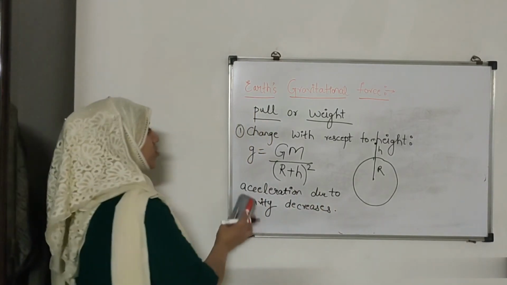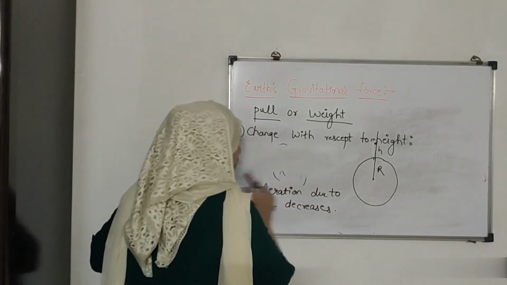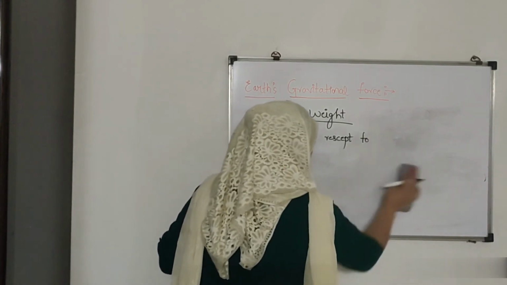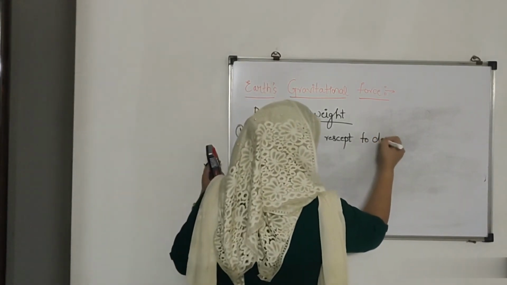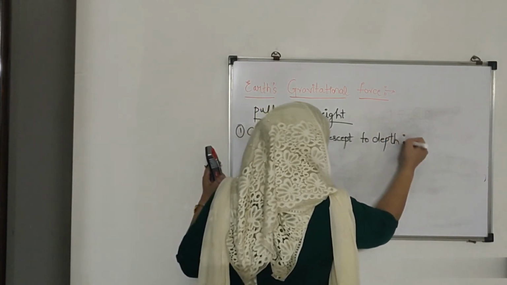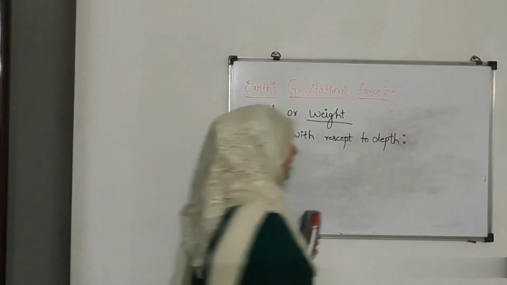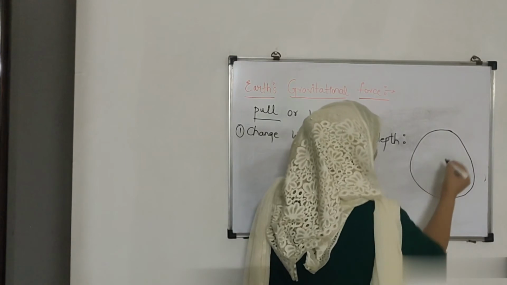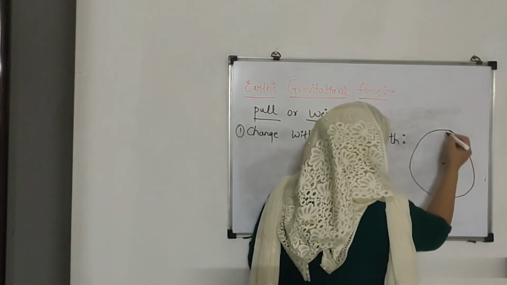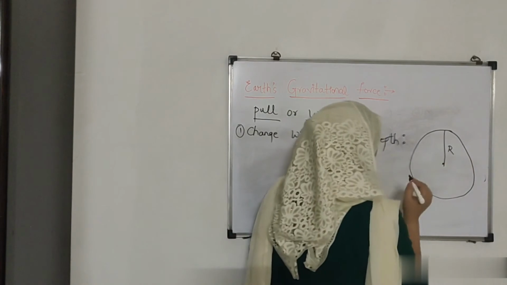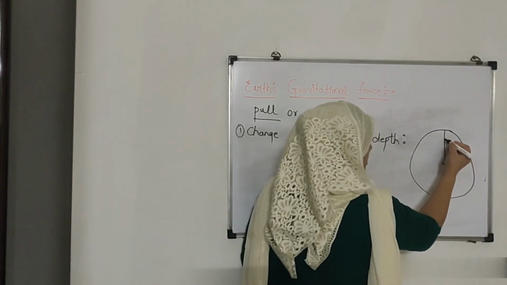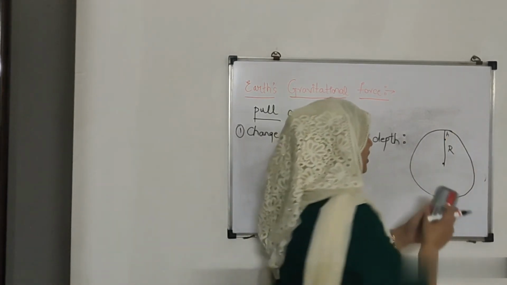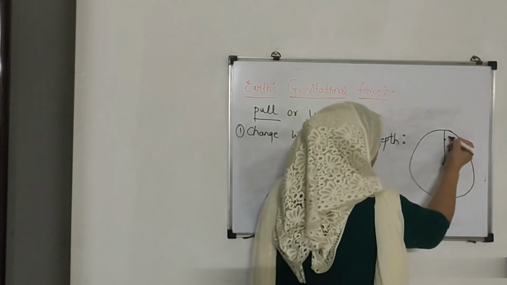Fine. So next we are going to see the change with respect to depth, and the most important thing, how it's going to change. Depth means what? I am keeping my body inside the earth. So now let me take, this is my earth. It's a uniform solid sphere, and this is my center. So the radius is r. Now I'm considering my body to be somewhere here, and I'm considering d to be my depth.